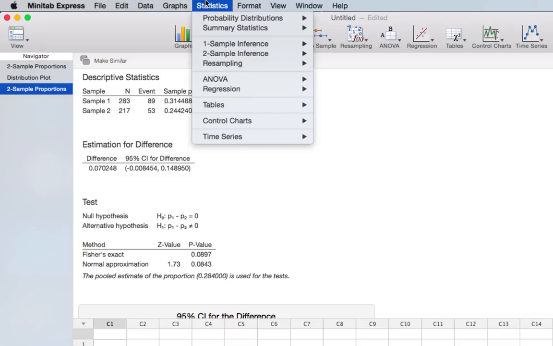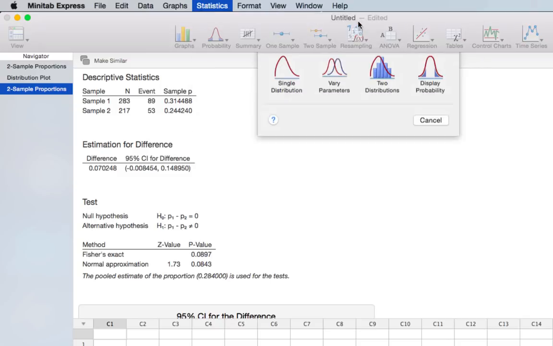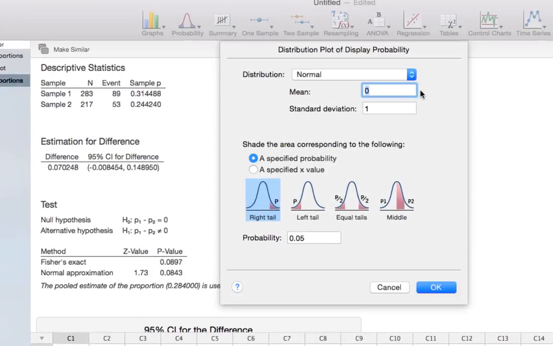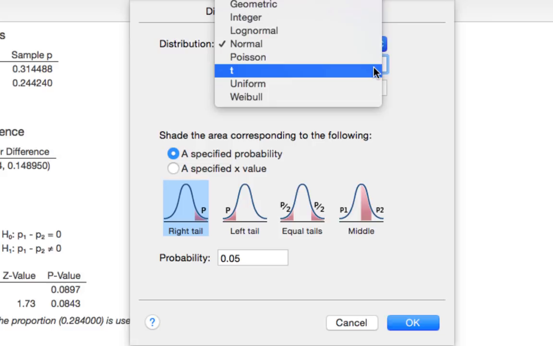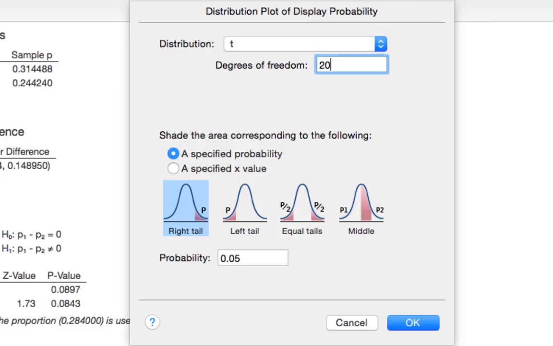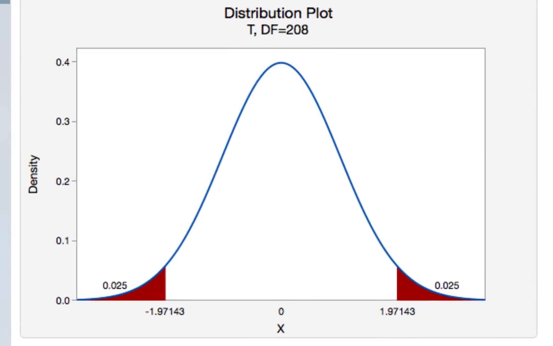I'm going to construct a probability distribution plot to display a probability. This is going to be a t distribution with 208 degrees of freedom. We want to find the t-scores that separate the middle 95% from the outer 5% of this t-distribution. We have equal tails, and 0.05 is split equally between those two tails because we want to construct a 95% confidence interval. Here, our t multiplier is 1.971.